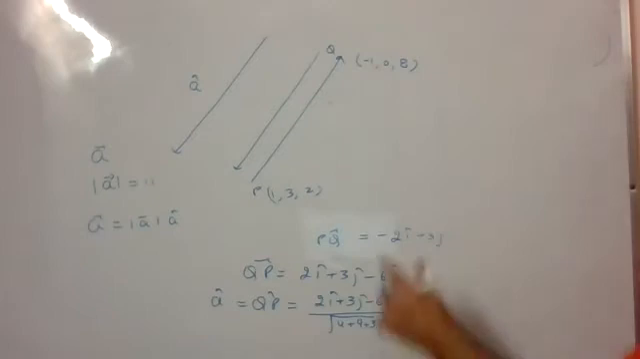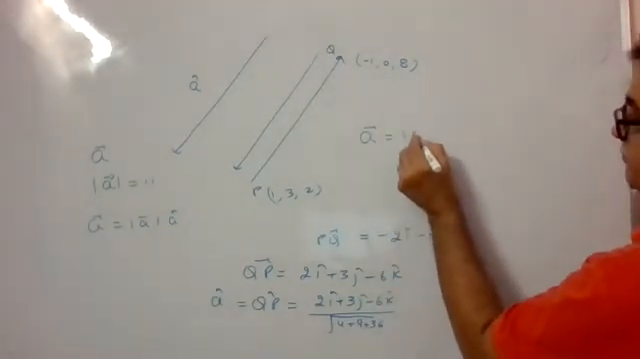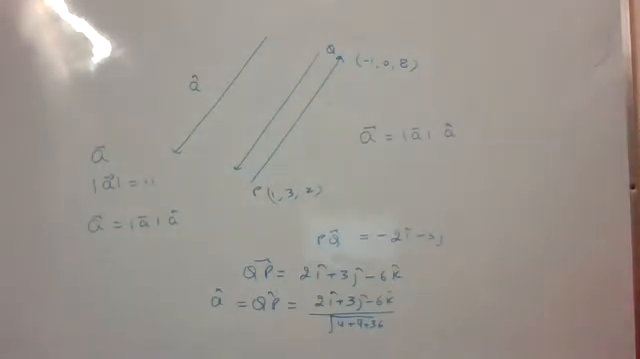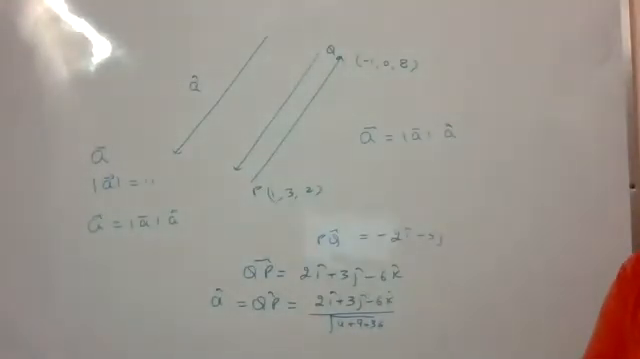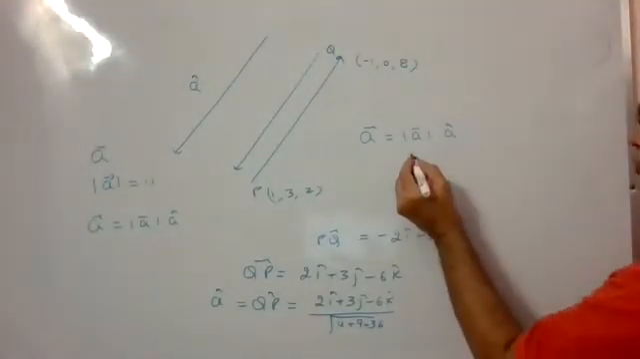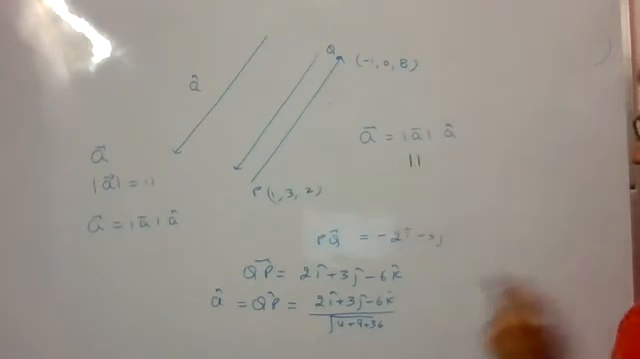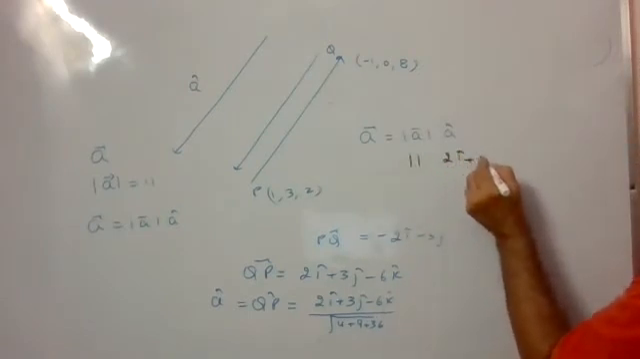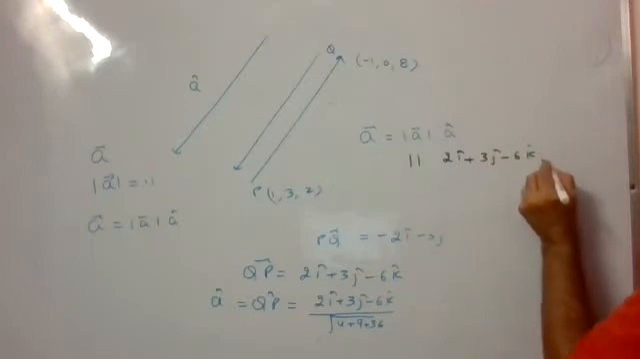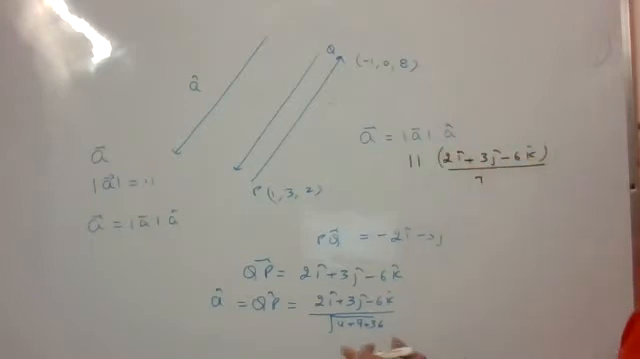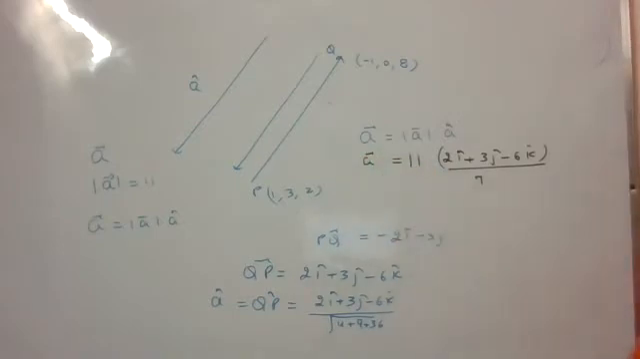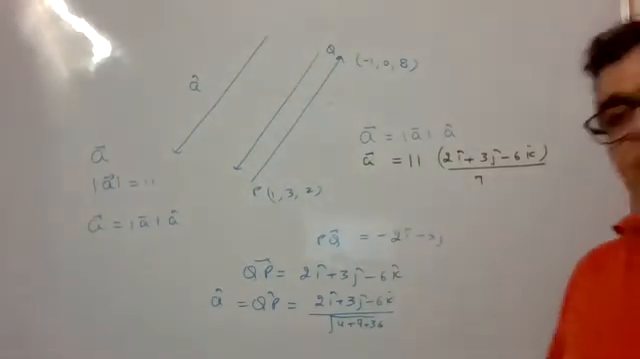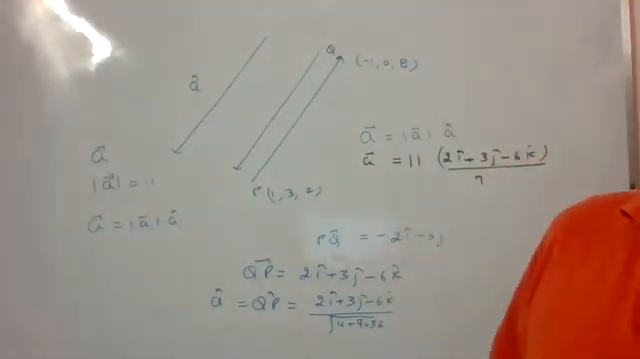Now as you got A cap, I can write A vector is magnitude of A into A cap. A vector magnitude is already given as 11. A cap is 2i plus 3j minus 6k whole divided by 7, because it will be root of 49 here. So root 49 will be 7, so this will be the A vector. They can ask unit vector from you or any vector parallel to it, so you should know this question.